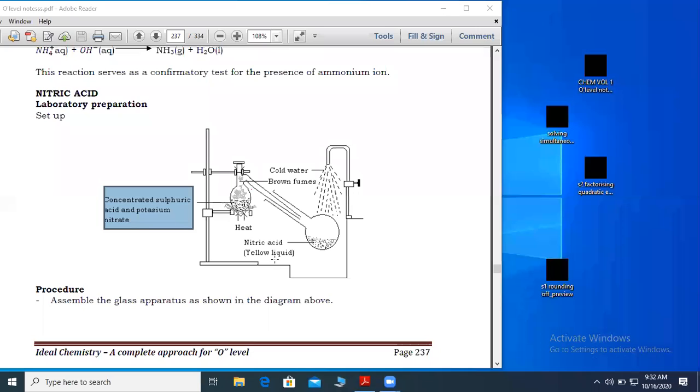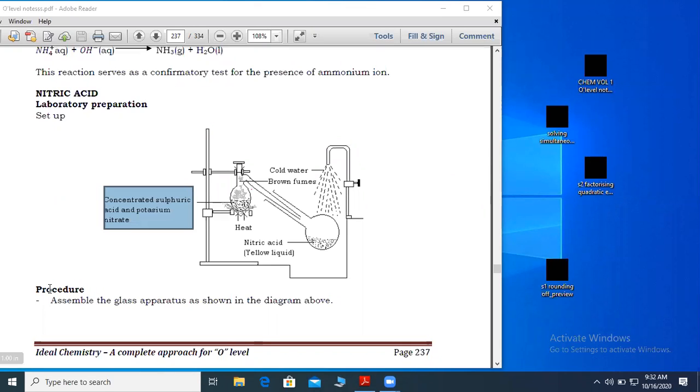Now, we usually ask a question: how are the brown fumes removed, or how is this yellow color removed? You remove the brown fumes by dissolving the nitric acid in water, by dissolving it in a calculated amount of water, such that the water reacts with the nitrogen dioxide, or the water dissolves the nitrogen dioxide.